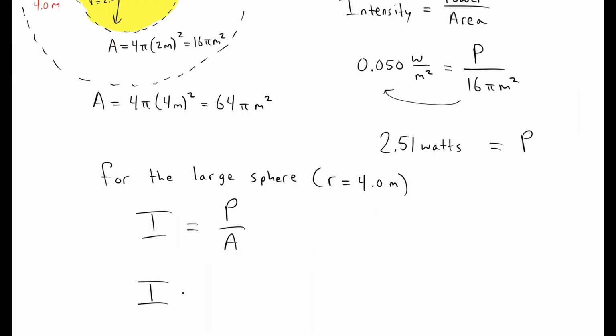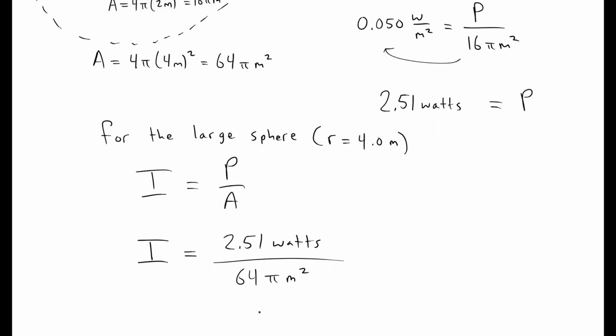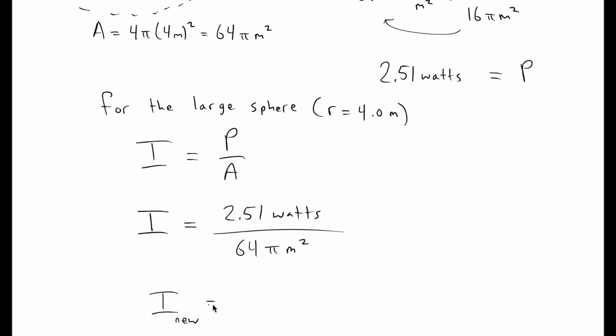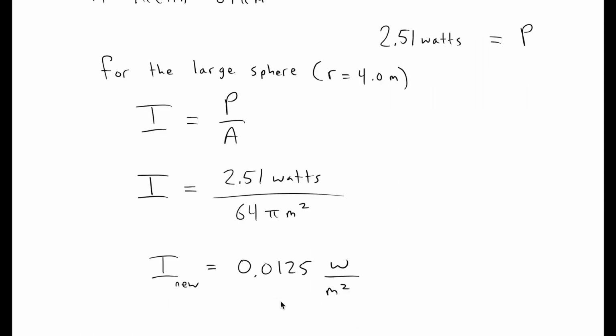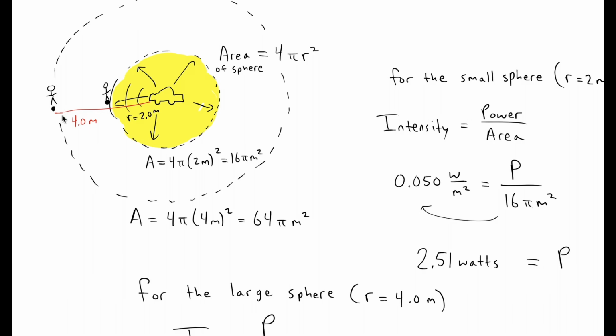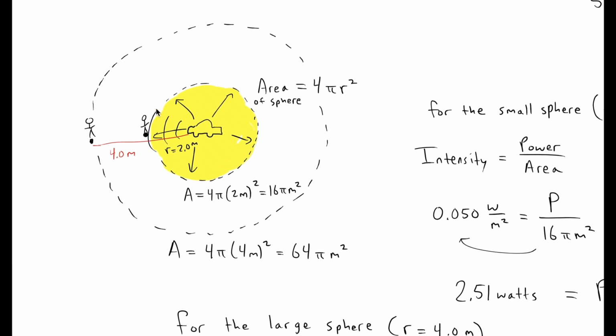And we can calculate the new intensity by dividing the horn's power by the new area. I get an intensity of 0.0125 watts per square meter. So the intensity got cut in 4. It was 1/4 of the intensity when you double the distance from the source.